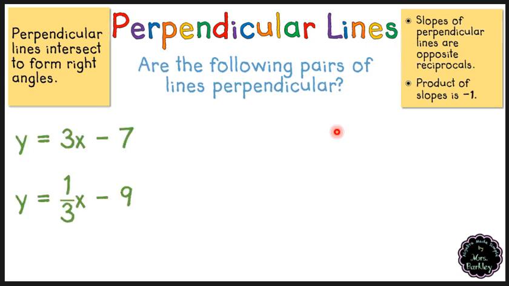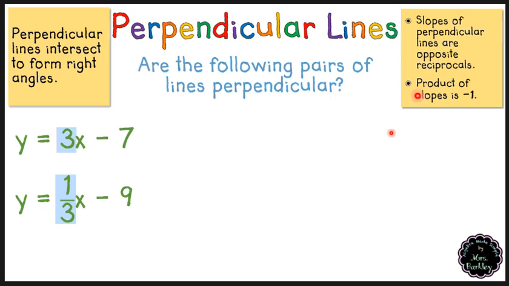So looking at the equations, y equals 3x minus 7 and y equals 1/3 x minus 9. We're going to focus our attention on the slope. Both of these equations are in slope-intercept form, so our slope is our m, or our coefficient of x. In our first equation, our slope is 3, and in our second equation, our slope is 1/3.